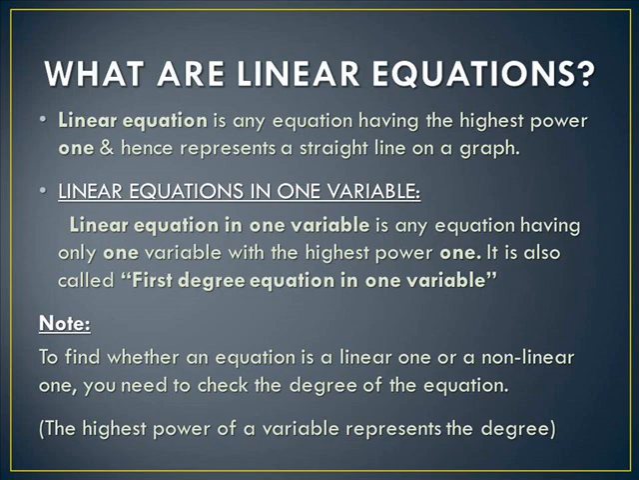In chapter 5, we are going to learn about linear equations in one variable. A linear equation in one variable is any equation having only one variable with the highest power 1. It is also called a first degree equation in one variable. To find whether an equation is a linear one or a non-linear one, you need to check the degree of the equation. By degree, I mean the highest power of a variable.